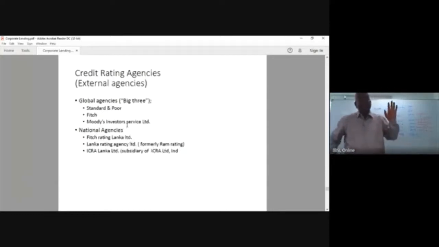Credit rating agencies are external agencies. Globally, there are some big agencies, we call them the big three. One is Standard & Poor's, which did the Sri Lankan credit rating some time back. Then Fitch International, and Moody's Investors Service Limited. These are the big three credit rating agencies globally, and they handle more than 95% of the ratings.